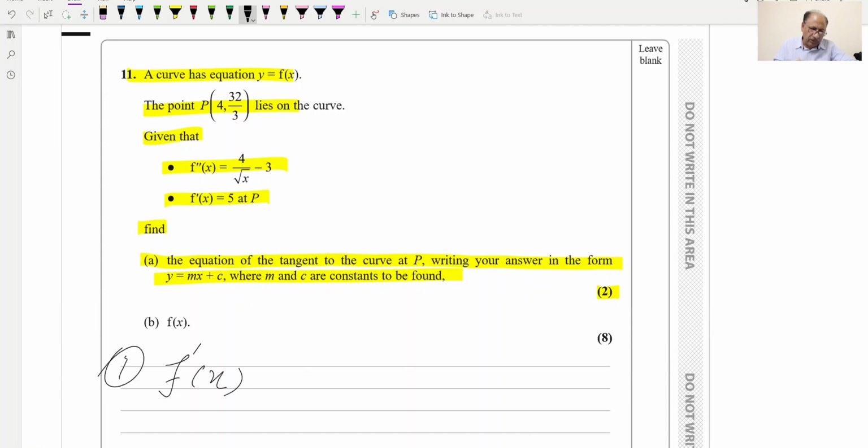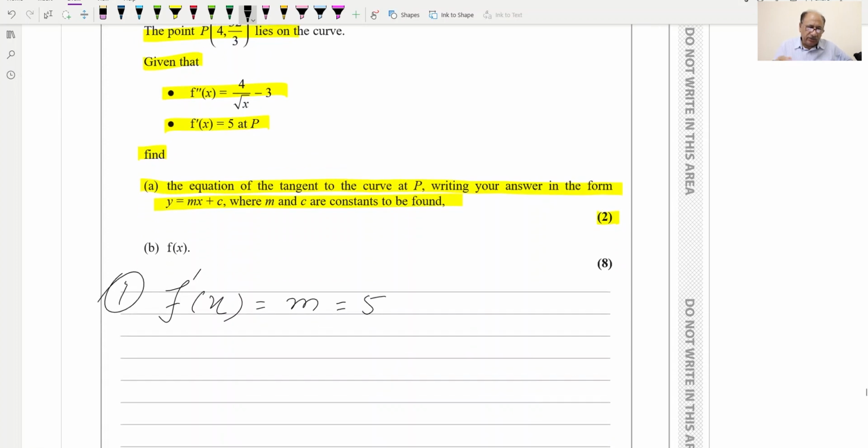So we know f dash of x is what? For part 1, f dash of x is basically the gradient, and the gradient is 5, which is given, right? Now point P has coordinates 4 and 32 by 3. Now these are basically the point, and now we can write the equation of the tangent.